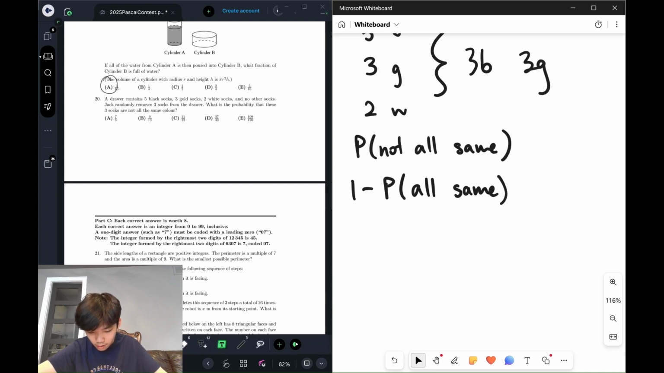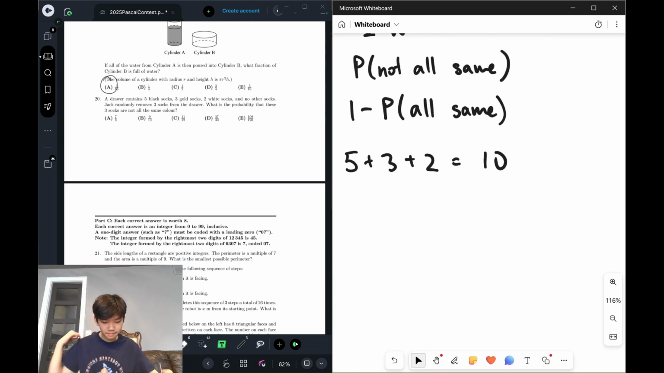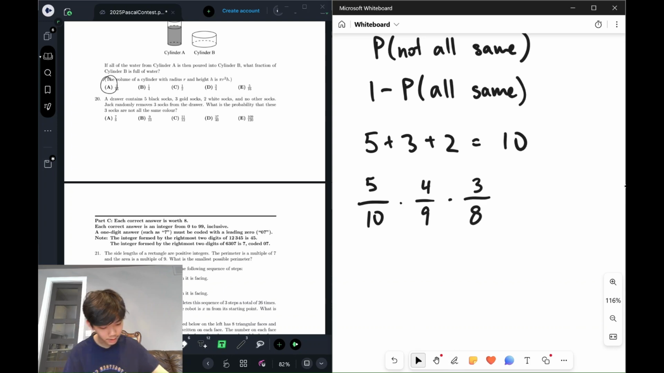So now we just need to calculate the probability that this happens. We're going to assume that when Jack removes the 3 socks, he doesn't put them back in, because that would be kind of random. So what's the probability that we take 3 black socks? There's 5 plus 3 plus 2 equals 10 total socks. If he removes all black socks, it's going to be 5 out of 10 for the first one, 4 out of 9 for the second one, 3 out of 8 for the third one.